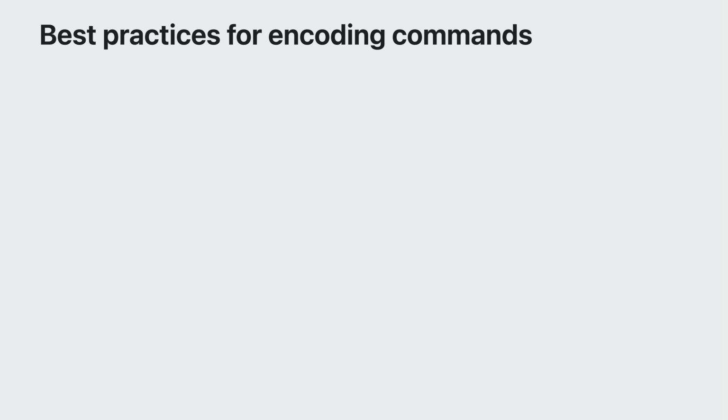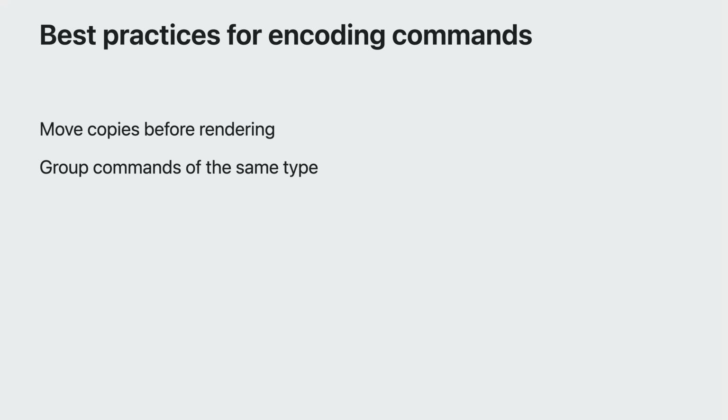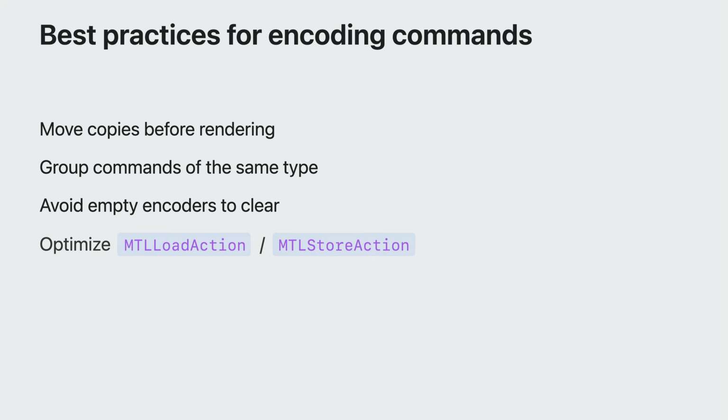Your engine can consider 4 best practices to efficiently translate rendering commands to Metal. Start by batching copies upfront before rendering starts. Group commands of the same type and avoid having empty encoders to clear render targets. And finally, optimize your Metal load and store actions to minimize memory bandwidth. These best practices are easy to explain by using an example.